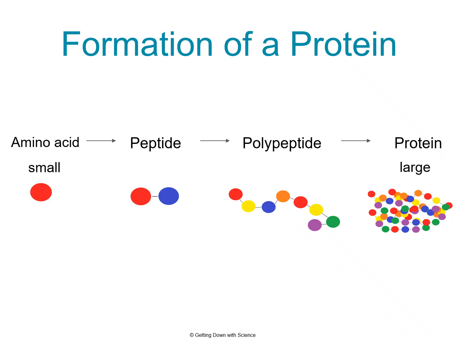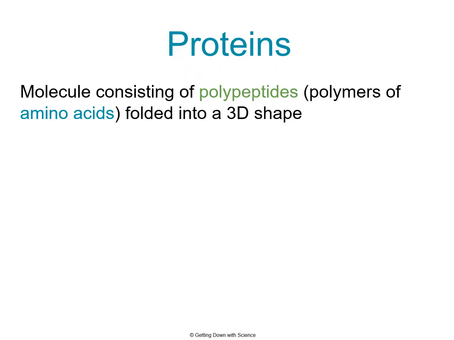Proteins form from amino acids covalently bonding together to form peptides, and then peptides are even more amino acids bonding together to form very, very long chains, and we call those polypeptides. So whenever you hear the word peptides, I want you to always think of proteins. And what are the monomers of protein? The monomers of proteins are amino acids. So proteins are molecules containing polypeptides, which makes them polymers of amino acids. So amino acids are the building blocks of proteins.